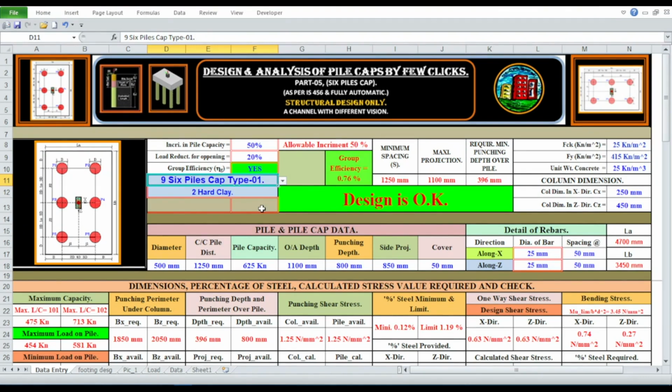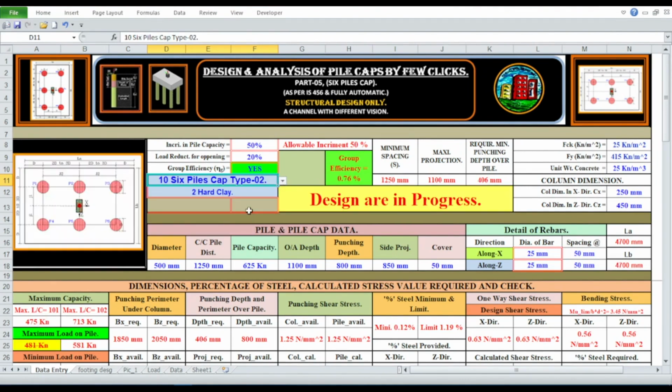Now I'm changing from Z direction to X direction. That is type 10, 6 pile cap. The maximum load on pile in load case 101 is 481. Due to the nature of the moment, this load increased. What can we do? We can reduce this value to 1000 and design is okay.